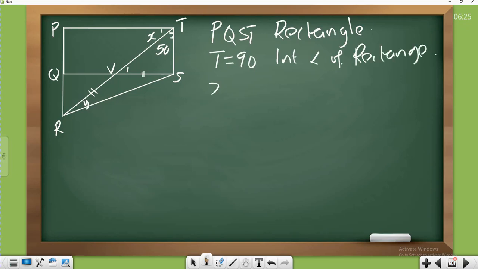Can I then say x plus 50 equals 90? And what does that mean? It simply means my x is 40 degrees. Done. That's quite easy now. All right, now let's go find our y value.